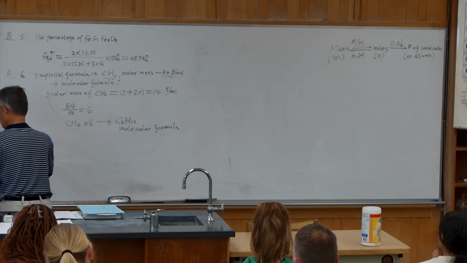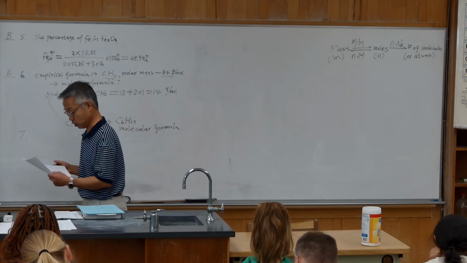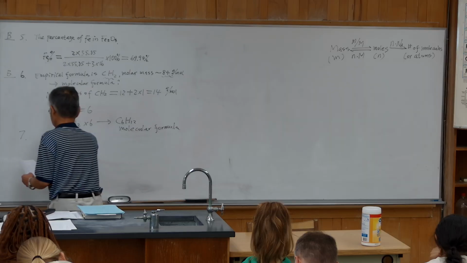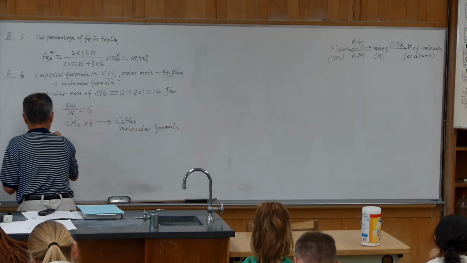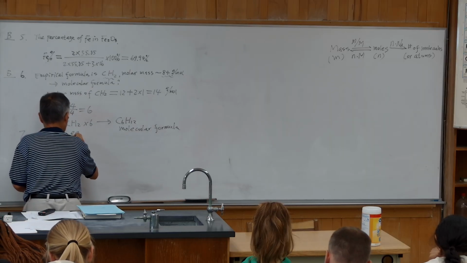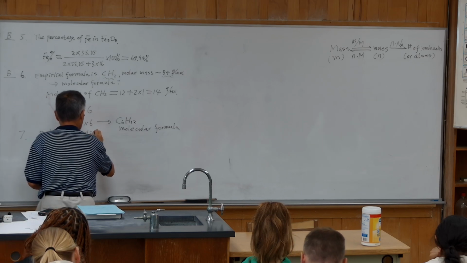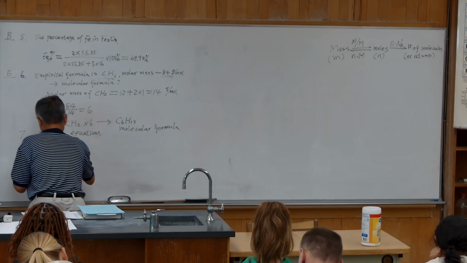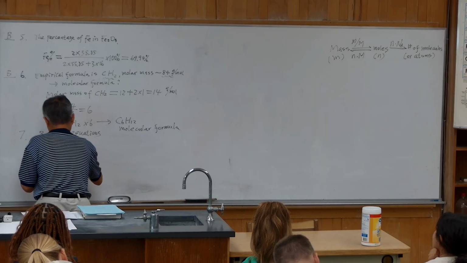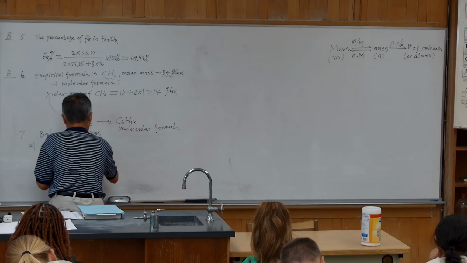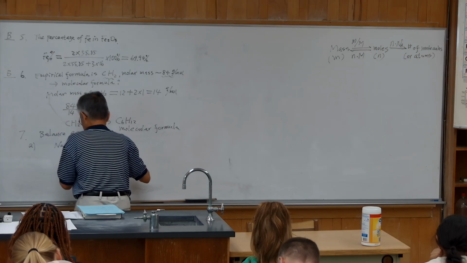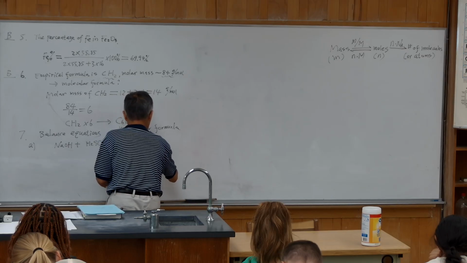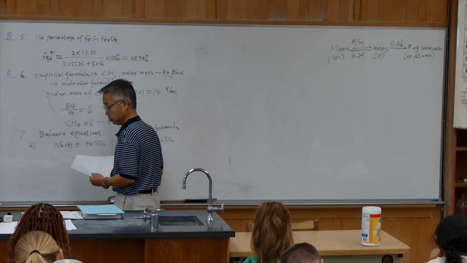Question 7. Question 7, not multiple choice. This is a balance equation. NaOH reacts with sulfuric acid to produce water and sodium sulfate.